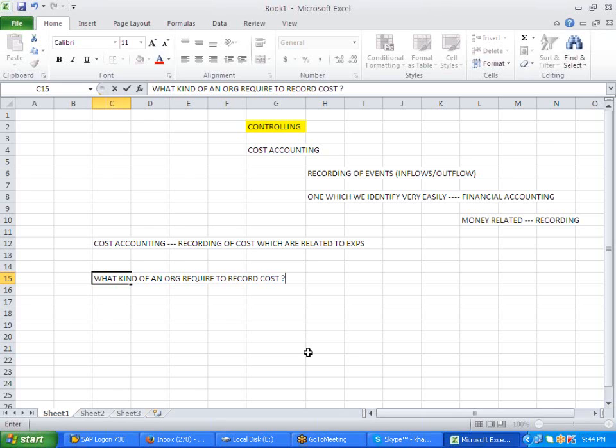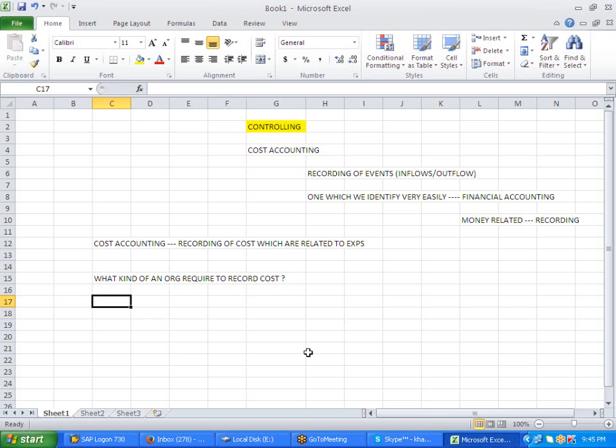The more you get into it... you mean NPOs? Non-profitable organizations? No, I'm asking you in general. You're getting into SAP, I'm not yet into SAP. I'm asking what kind of organizations require to record only cost. Amua, is my phrasing clear or any confusion in the phrasing? No, it's clear. Okay, got it.